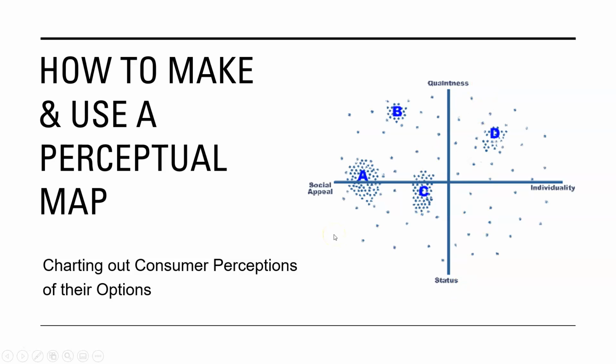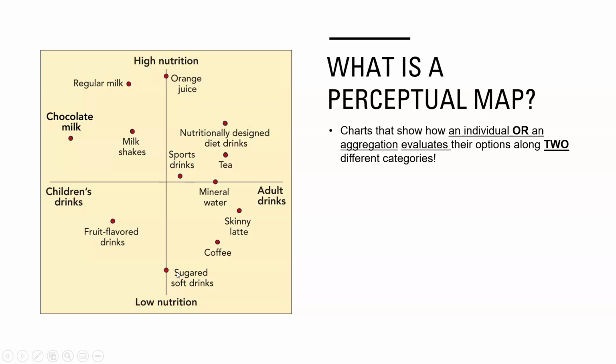So now let's learn about this handy tool that helps us chart out our consumers' perceptions of what options they have. So what is a perceptual map? A perceptual map is a chart that shows how an individual or an aggregation of individuals evaluate their options along two different categories. So the two categories are along this y-axis and this x-axis.